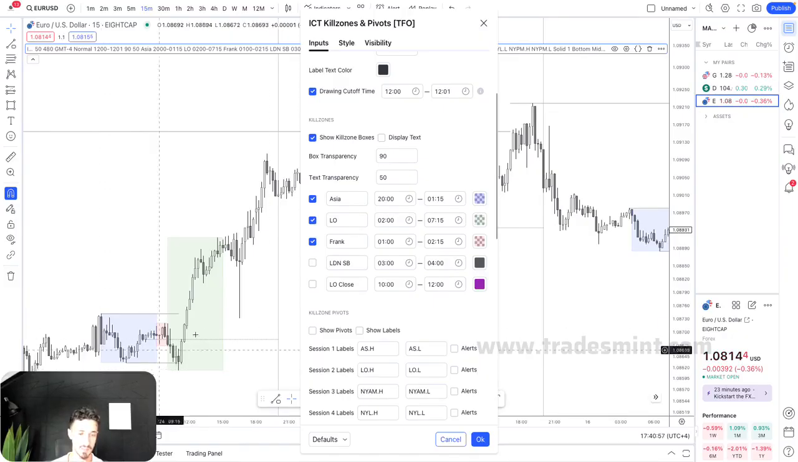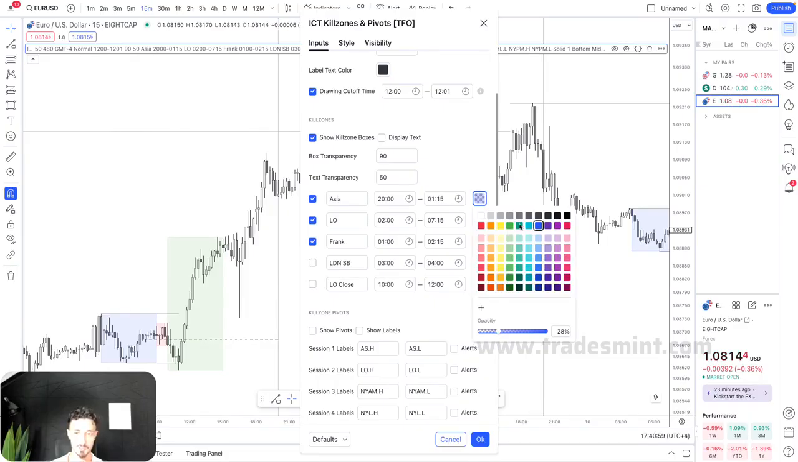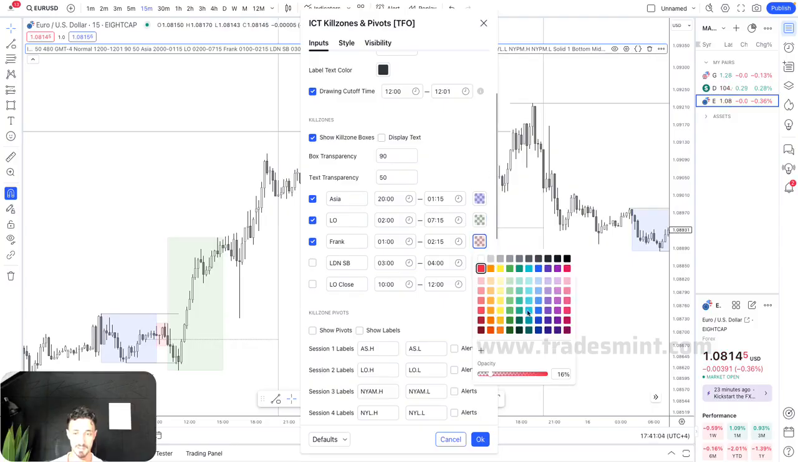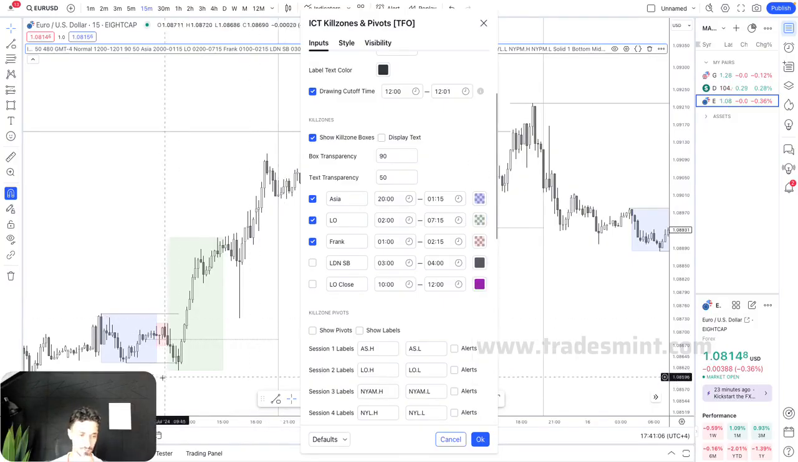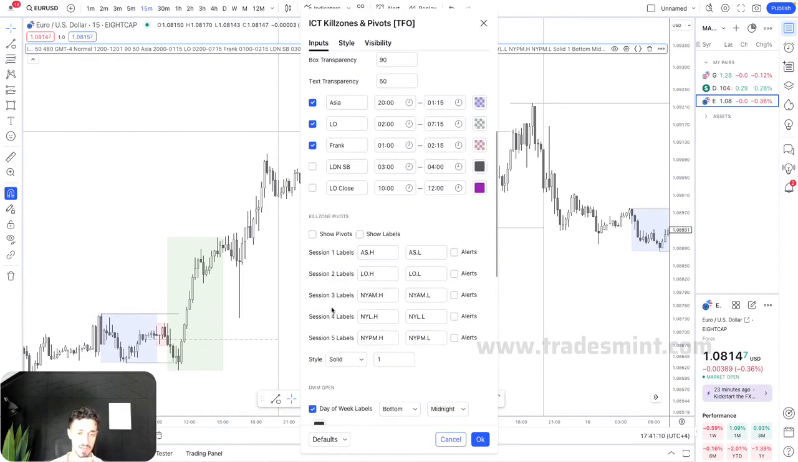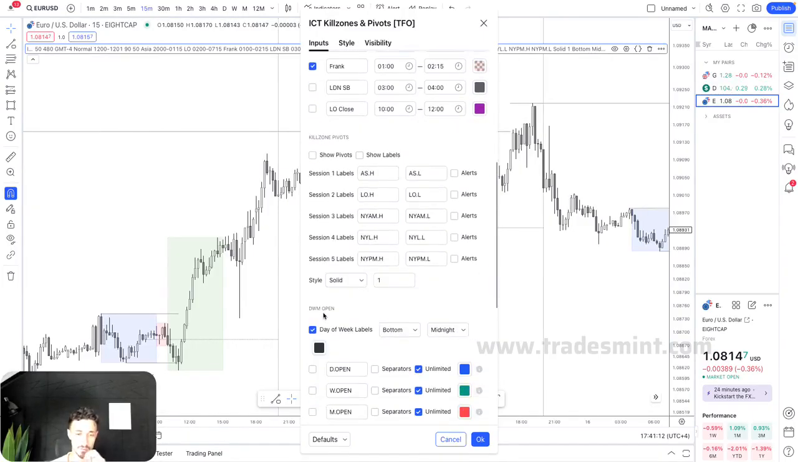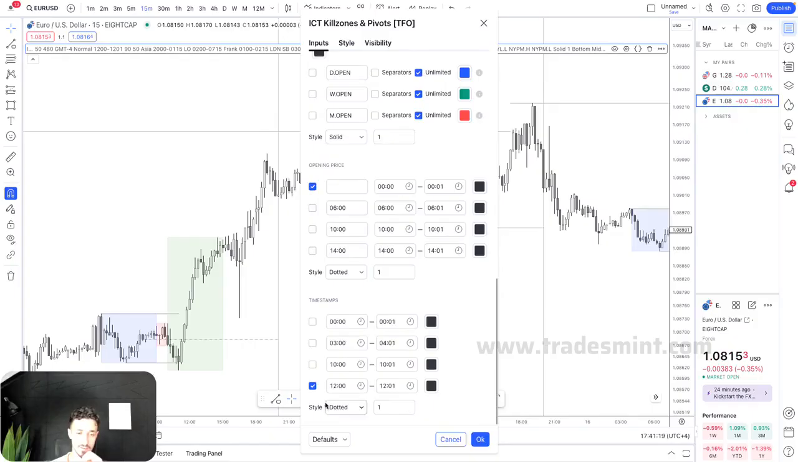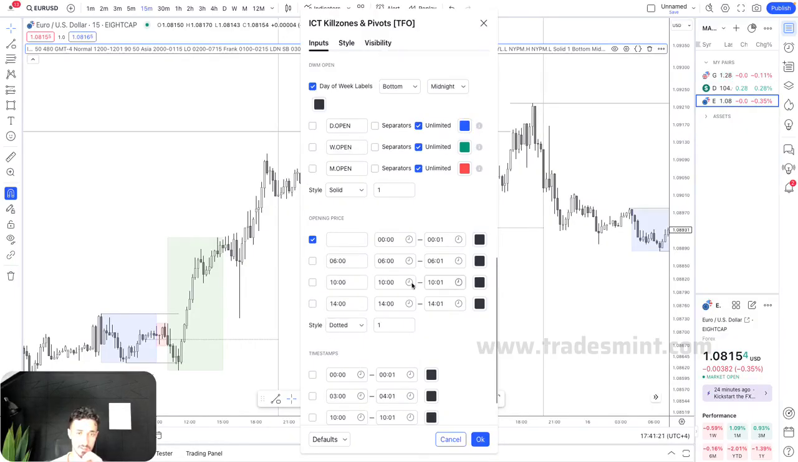And that will show you this. You'll have this blue box here. You can map out the colors as well. I just use the blue at 28. I use the green at 16, and I use the red at 16 as well. So that will literally just give you Asia session. I have everything else turned off, right? I have all of these things turned off. I have everything turned off other than these things, right?